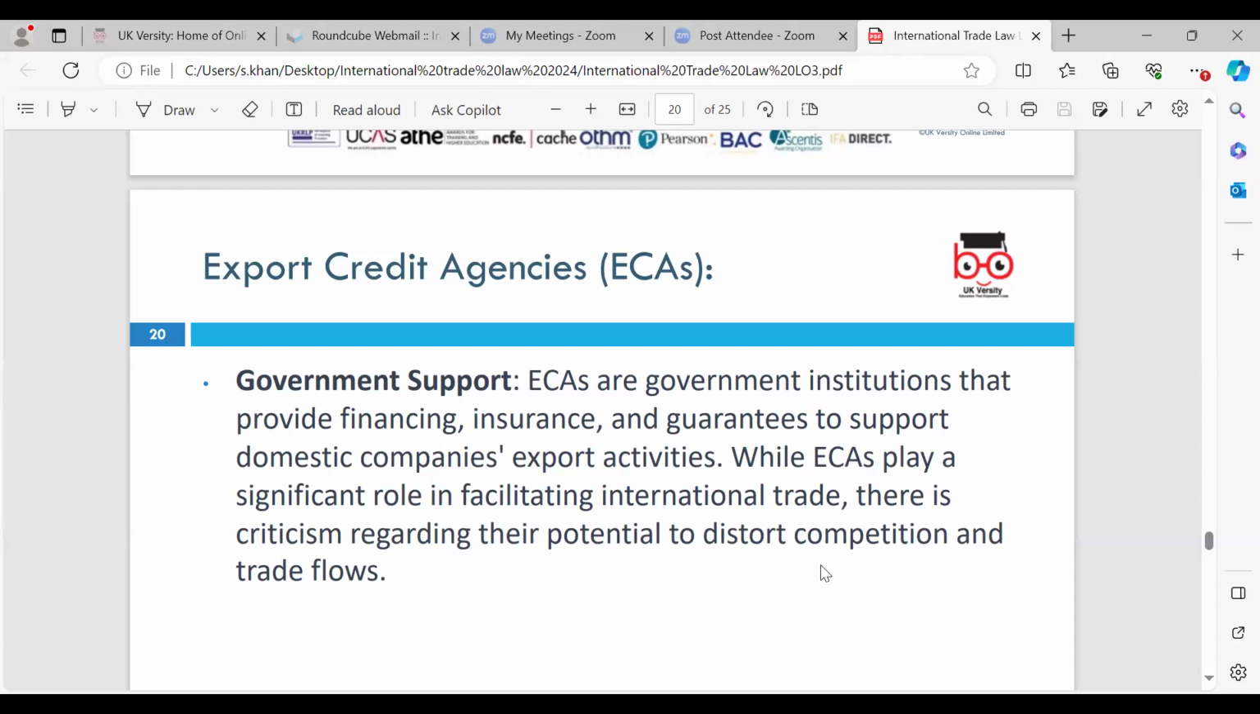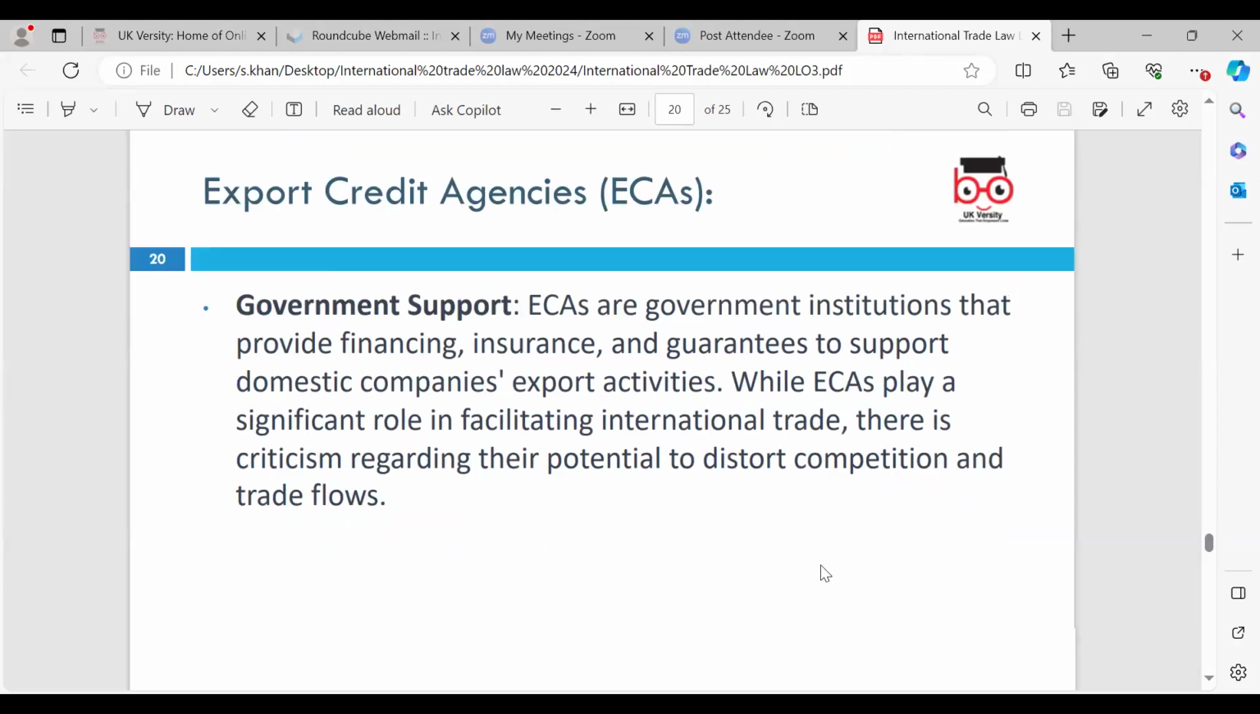Both officially supported export credits and tied aid grants are extended on terms bound by the OECD's arrangement on officially supported export credits.